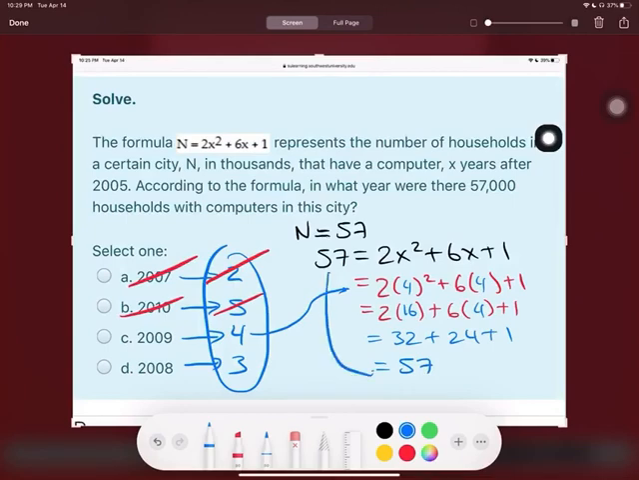So this is the number that we're looking for, which means that 2009 should be the correct answer. And of course, if you substitute 3 in the x's, you're going to get some other number that's not going to be correct. Okay, 2009 is correct because if you substitute 4 into your equation, the result is 57.